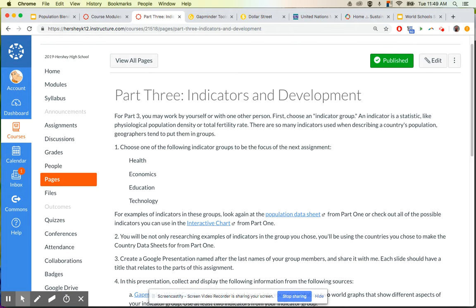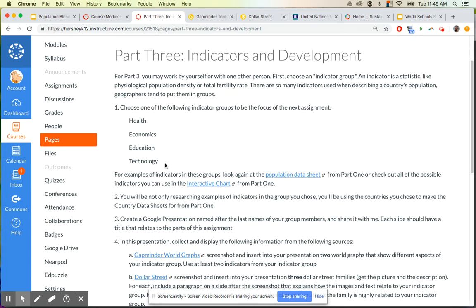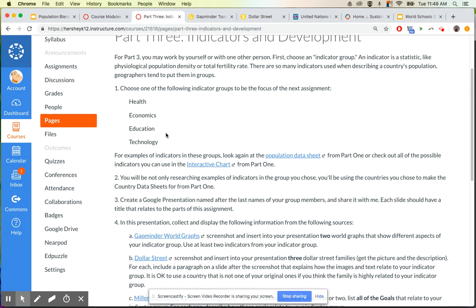an indicator group. As we already learned, an indicator is a statistic like physiological population density or total fertility rate. There are so many indicators, we tend to put them in groups. So choose one of the following indicator groups to be the focus of this particular assignment. You can use health, economics, education, or technology. For examples of indicators that are in these groups, take a look at the population data sheet you used when you filled out your country statistics sheet, or check out the interactive charts.